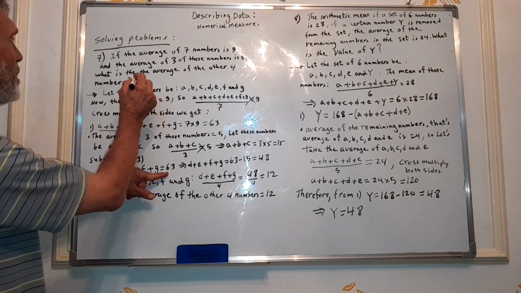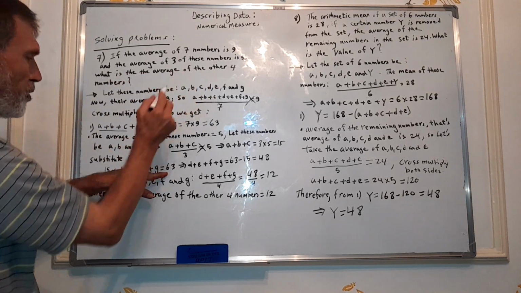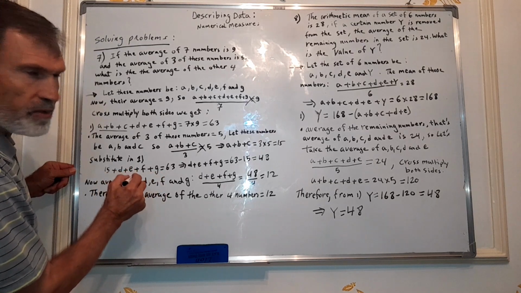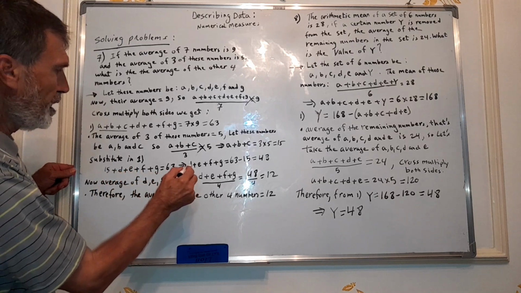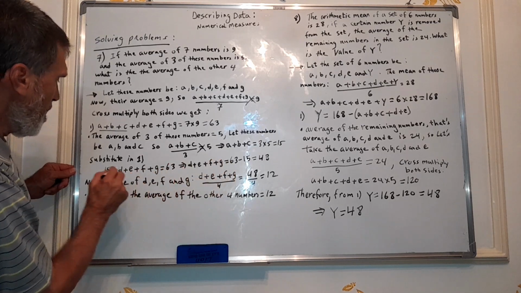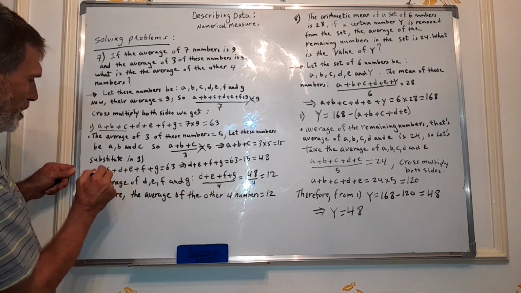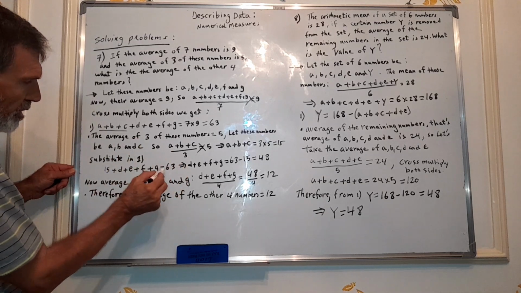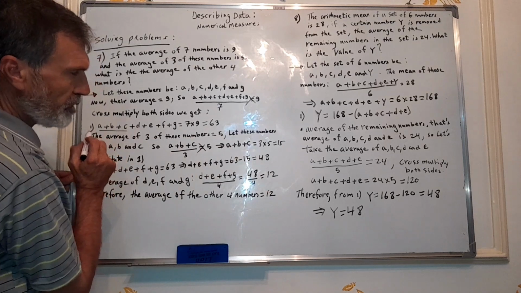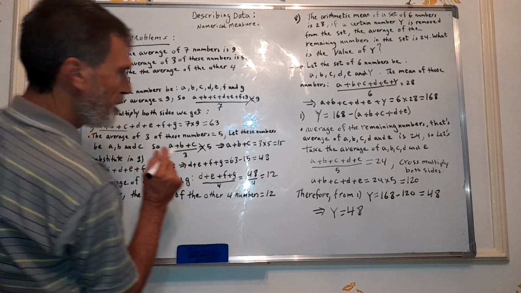So I need to get the average of the other 4 numbers. Now I get the sum of these numbers first. So D plus E plus F plus G equals 63 minus 15. I just take 15 to the other side. I come up with 63 minus 15. I get 48.